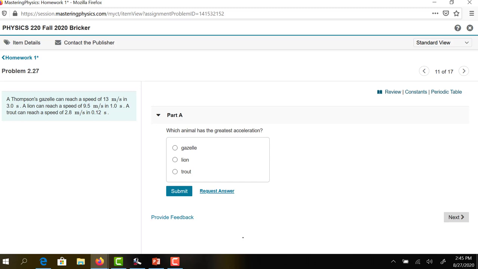So for this one, actually go through each of them and figure out the acceleration. The acceleration is delta V divided by delta T. So let me just do the gazelle one. The change in velocity is 13. The time is 3 seconds, so 13 over 3. And then do the same thing for the lion and the trout, and then figure out which one has the greatest acceleration. Okay, back to the notes.